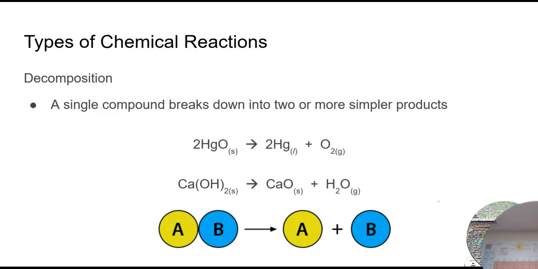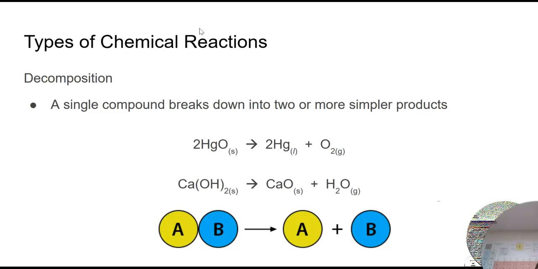Now, the next type of reaction is called decomposition. In decomposition, we're taking a single compound that breaks down into two or more simpler compounds. So what you're really looking for is something on the left-hand side that doesn't have a plus in there, and then something on the right-hand side that has a plus, showing that we now have two different substances.